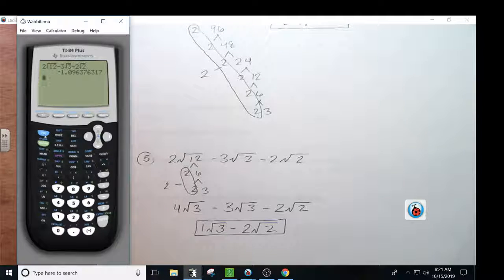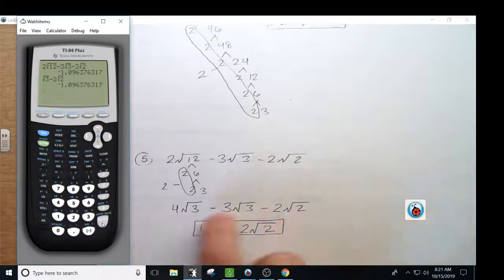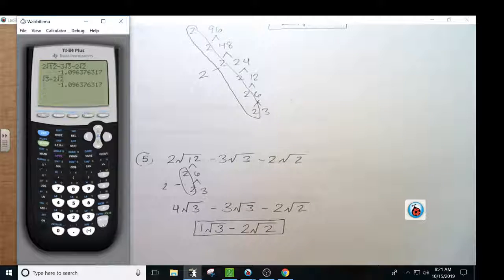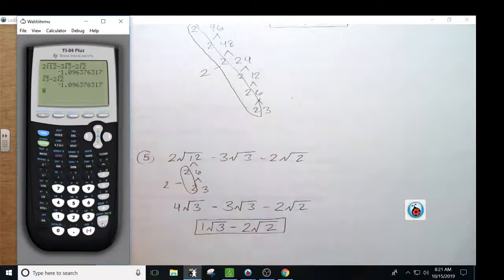Okay, so now 1 square root of 3 is the same as square root of 3. You don't have to put the 1 there. Those are exactly the same. So, guys, that's a good indication that this is the correct answer. Basically, you put the original in, get a decimal number, put your answer in, get a decimal number. If the decimals match, then you have the correct answer.